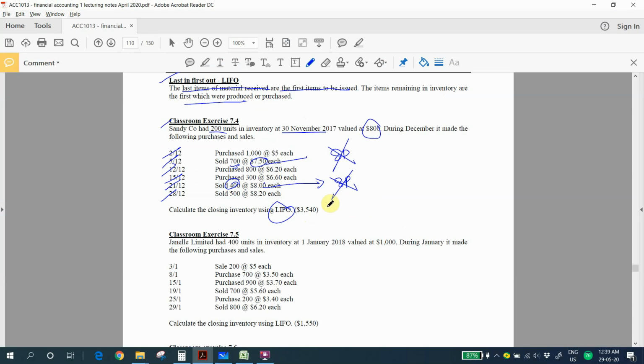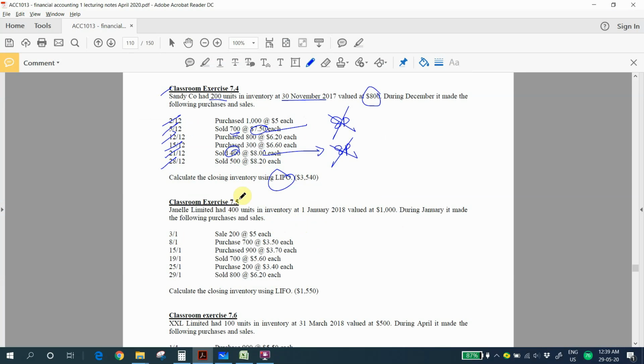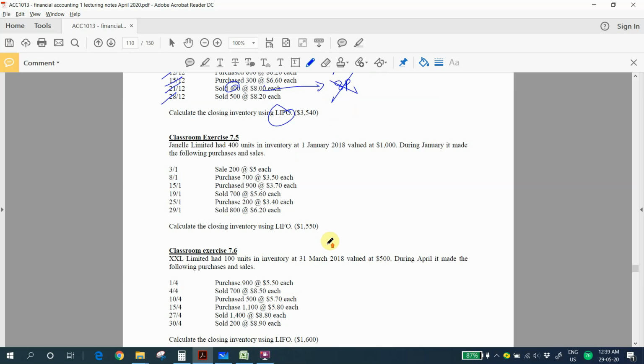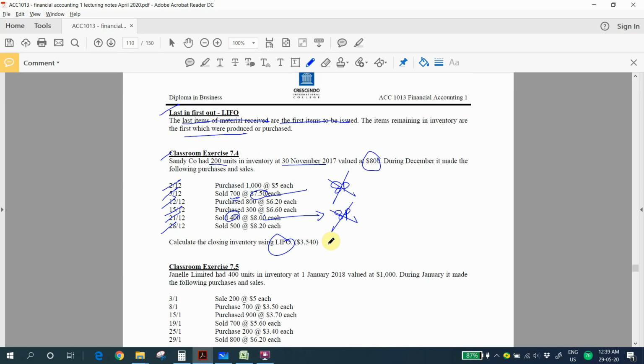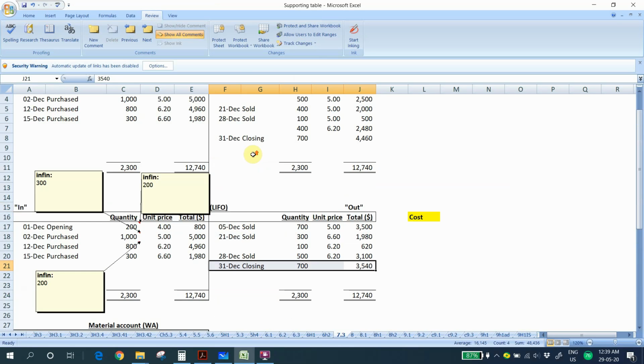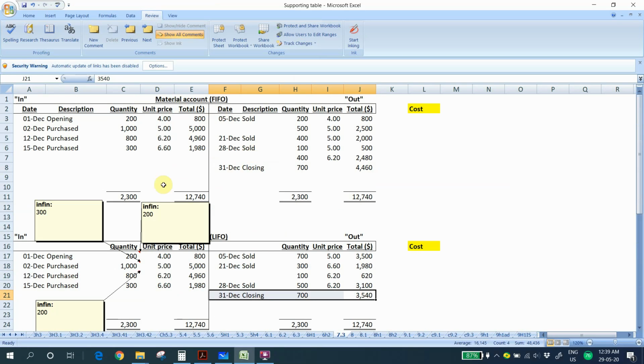And there are some exercises for you to try. You can try 7.5 and 7.6. The answer is provided for you. So let's do some comparison between your last in first out and first in first out. So let's delete this first.